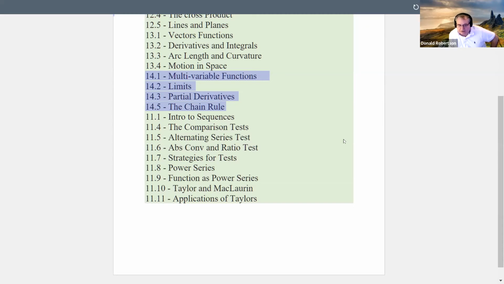That would be things like z equals x squared plus y squared, but x is 2t plus 1 and y is 4t minus 1. And how would you differentiate with respect to t in that situation? That's kind of what the chain rule does. And then we have everybody in sequences and series.